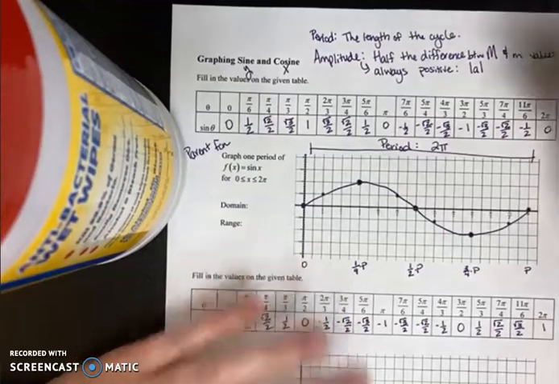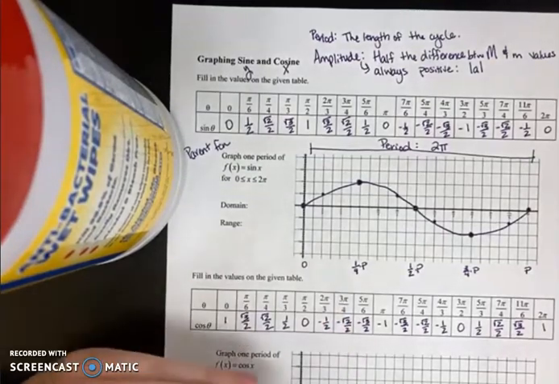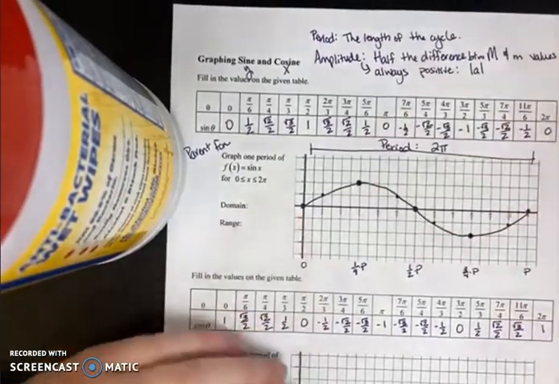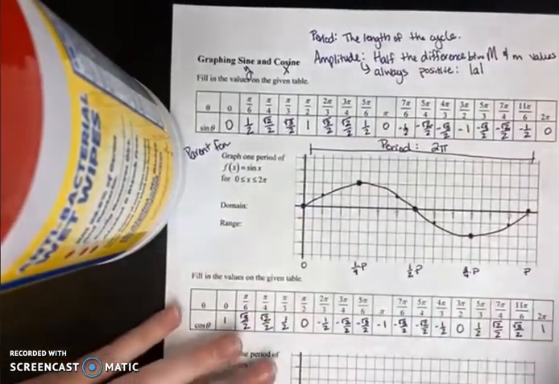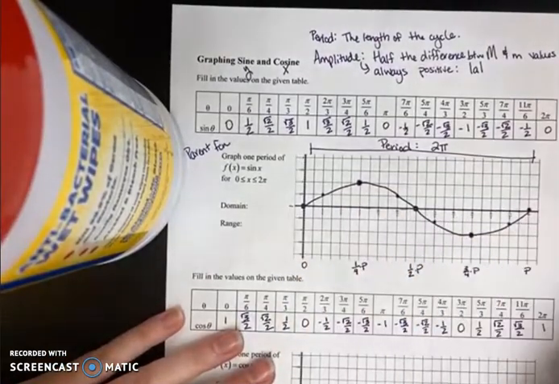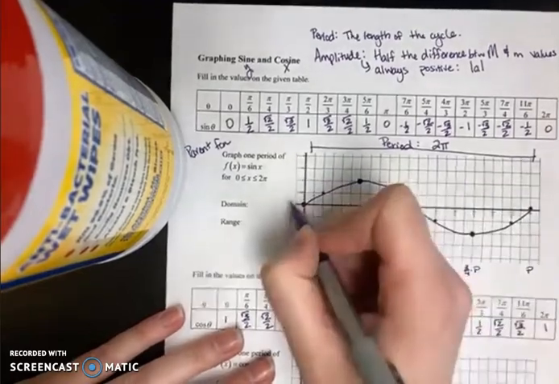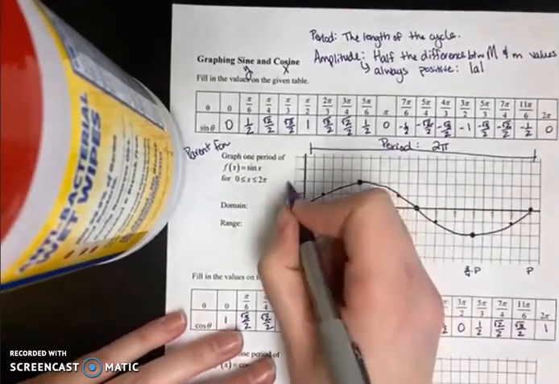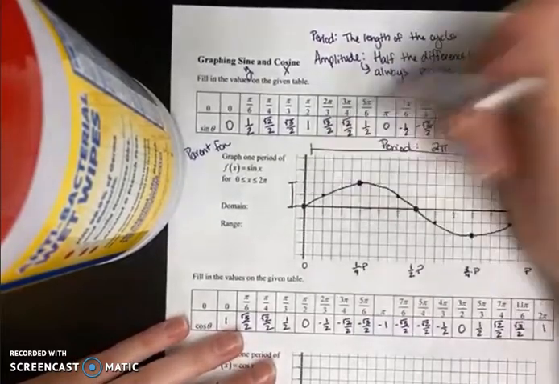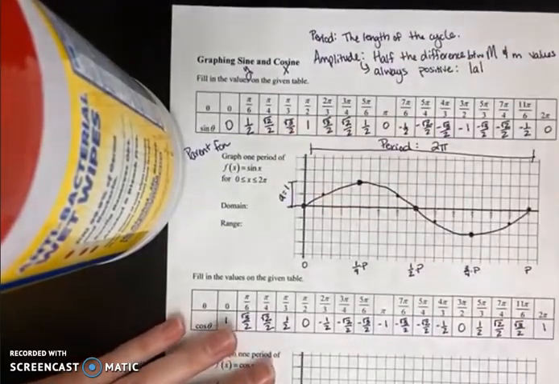Now, the amplitude is half the distance between the max and the min, or it's the distance between the line of symmetry and a max or min. So when I look at this graph right here, my line of symmetry is the x-axis. So from the x-axis to a max or a min, it could go either way. I'm just going to do the max. That distance right there is 1. So the amplitude is 1.